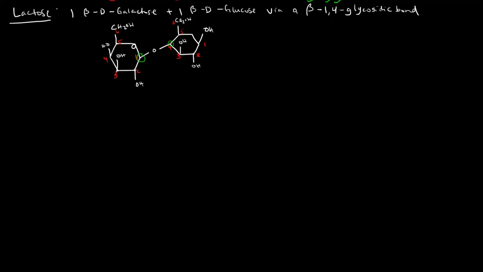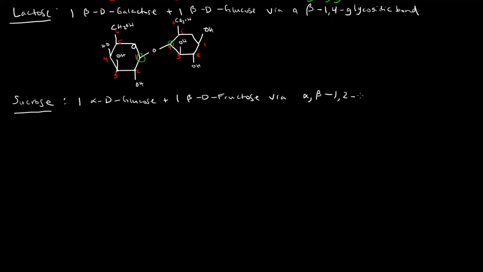Cool. Next up, we're going to draw sucrose. Sucrose is kind of funny to draw, but it's 1 alpha D glucose plus 1 beta D fructose. And its connection is an alpha beta 1,2 glycosidic bond. This is a little bit interesting.